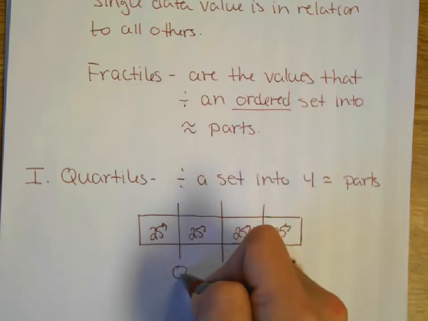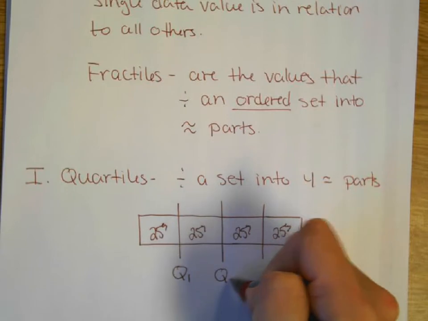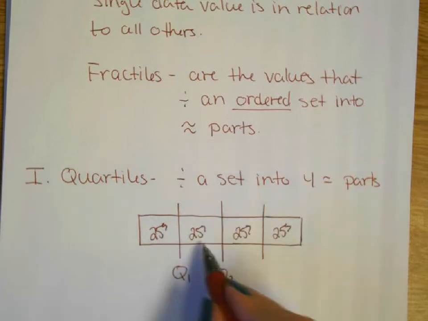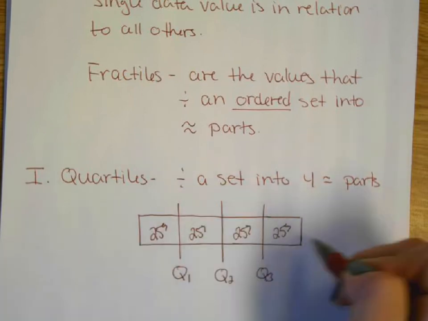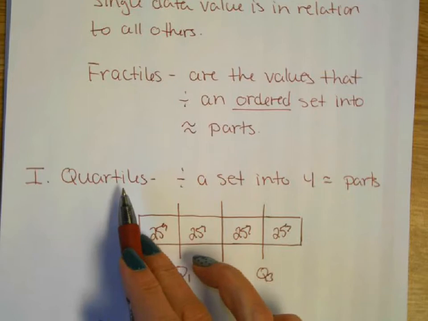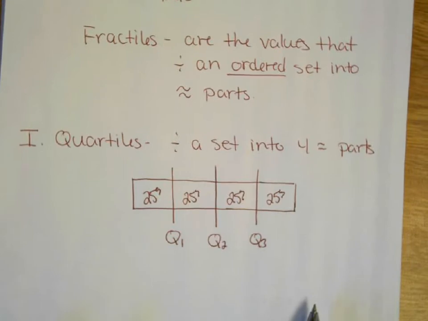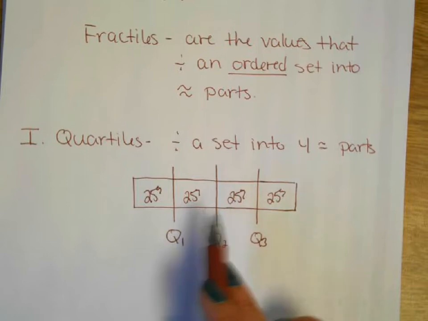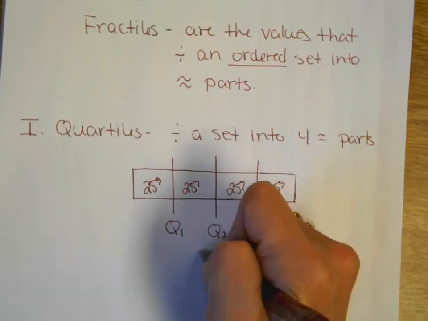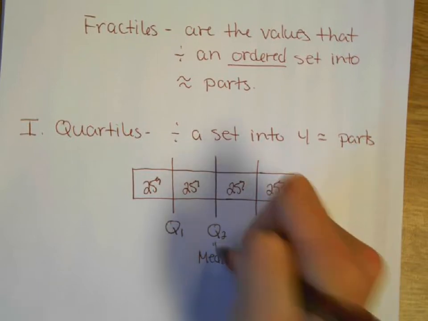So this first cut is called quartile 1. It separates the bottom 25% of your set from the upper 75. Quartile 2, 50% below, 50% above, and then quartile 3, 75% below and 25% above. So there are 3 quartile values, quartile 1, quartile 2, and quartile 3. Well, if you think about it, quartile 2 is the middle data value. It's the one that cuts the set in half. The quartile 2 is our median that we've been talking about. So quartile 2 and median are the same thing.